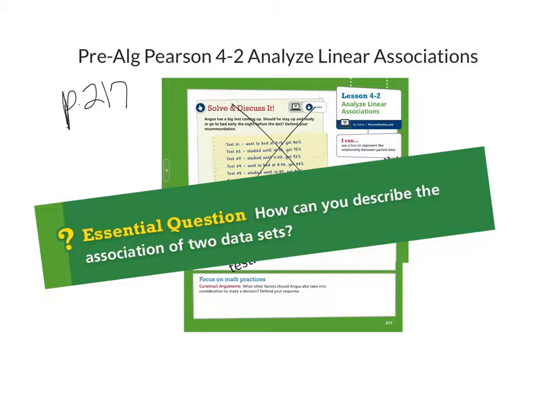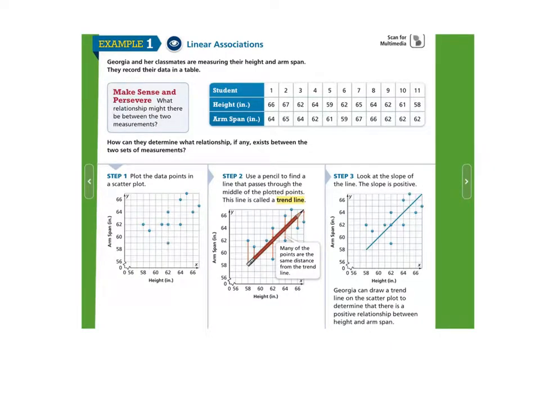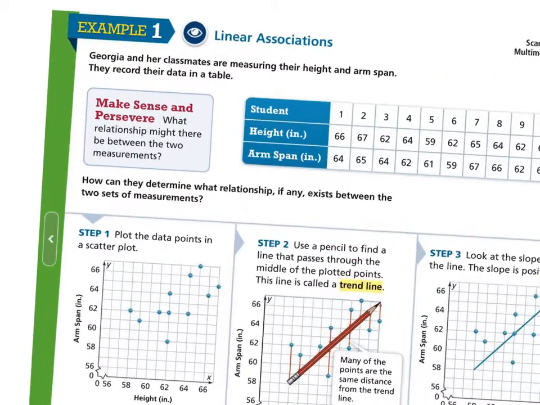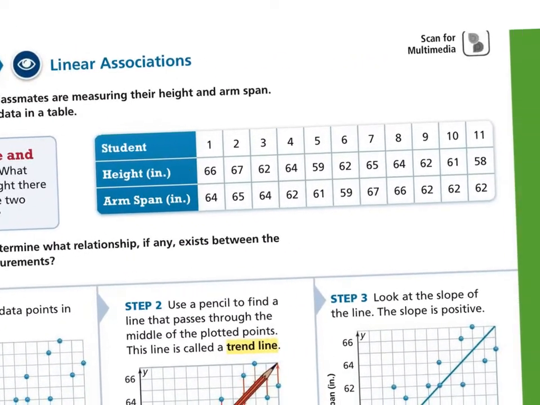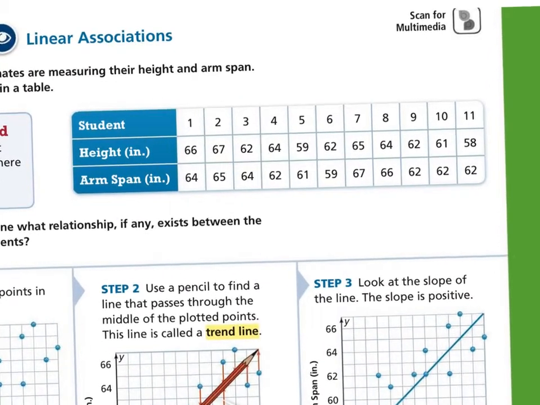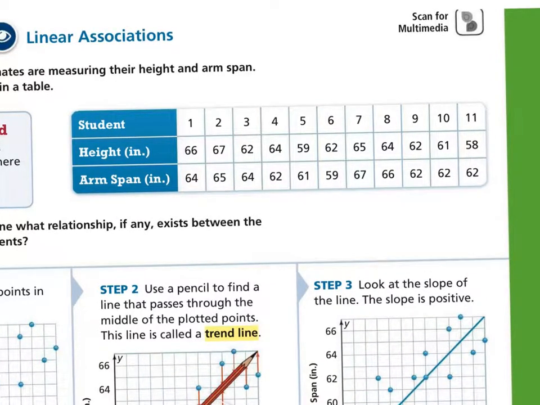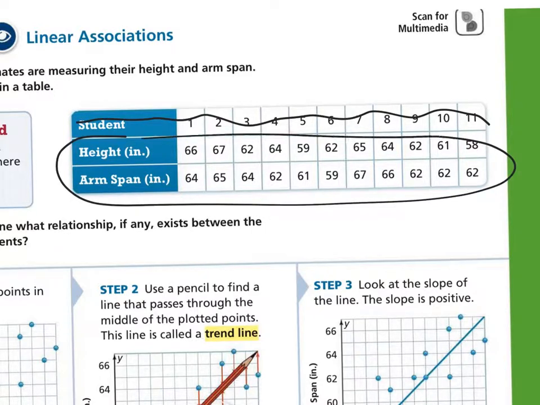We're going to go ahead over to 218. So page 218, example 1, Georgia and her classmates are measuring their height and arm span. They record their data in a table. How can they determine what relationship, if any, exists between the two sets of measurements? So you see the different students, their heights and their arm spans. We don't really care about what student number they are. We're just concerned about what their heights and arm spans are, really.